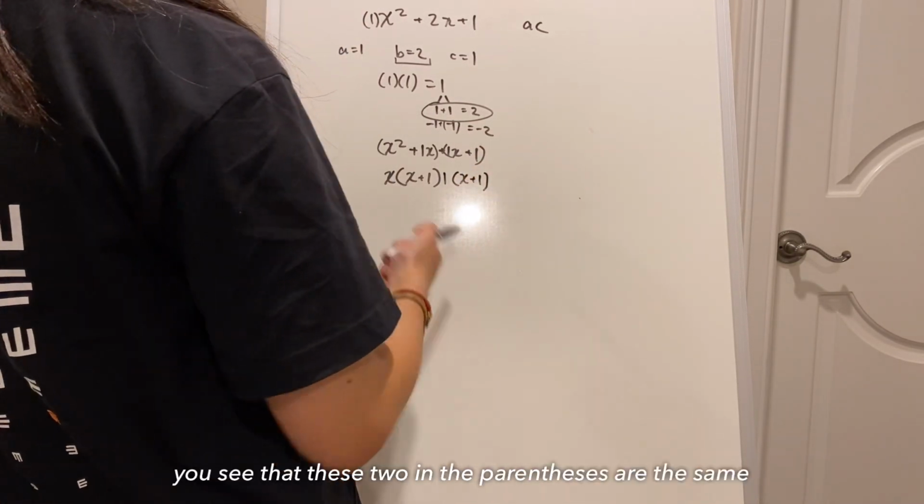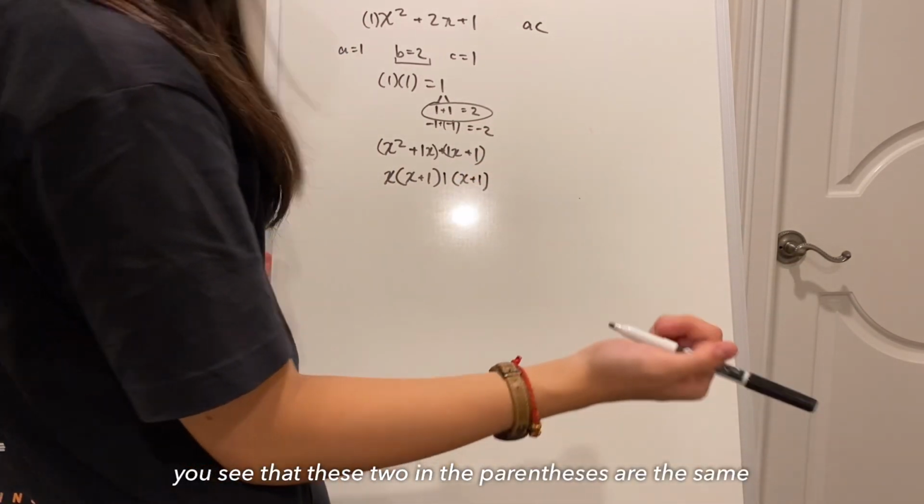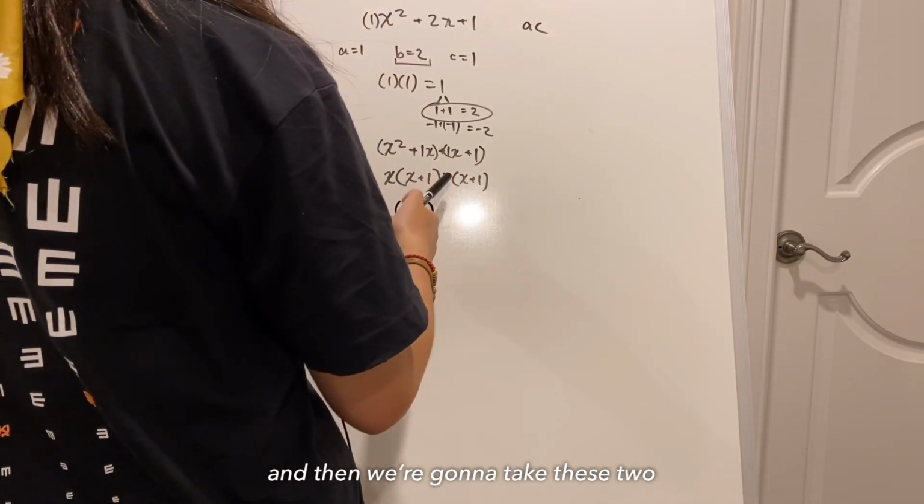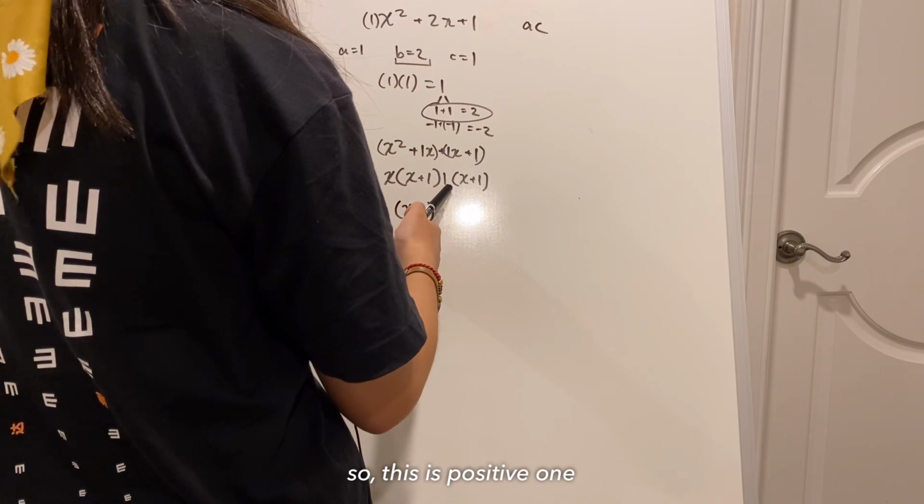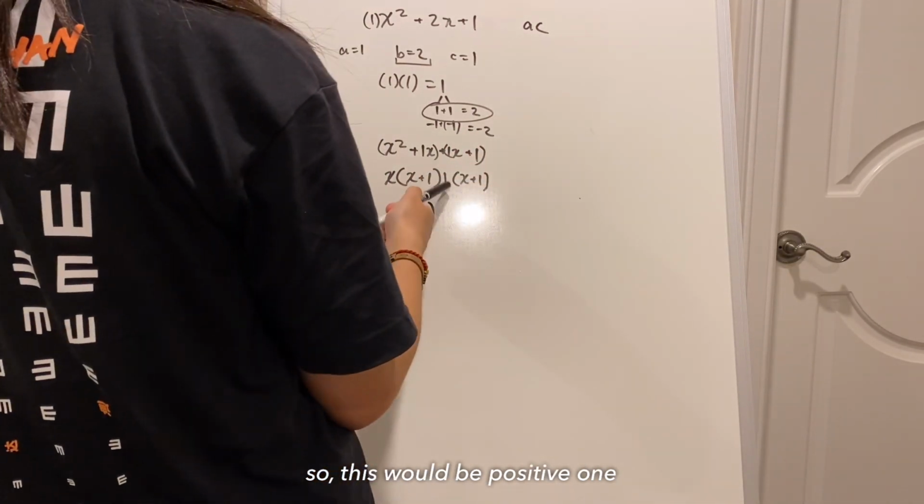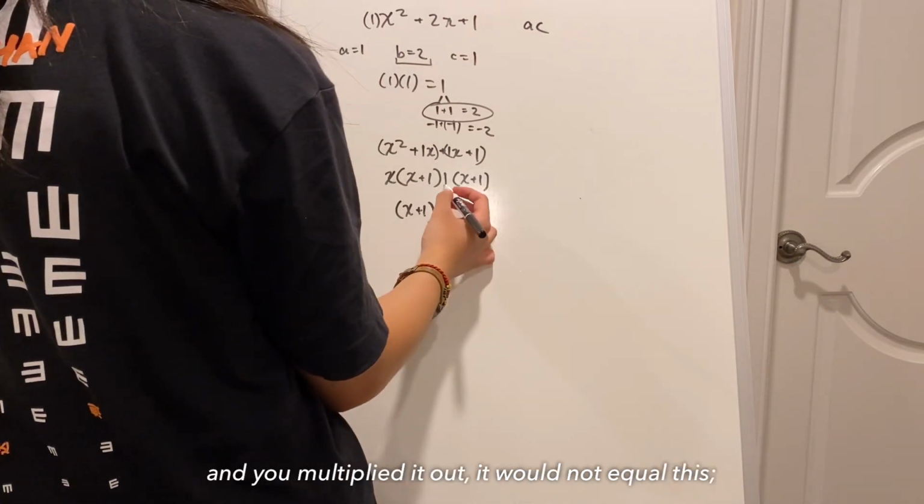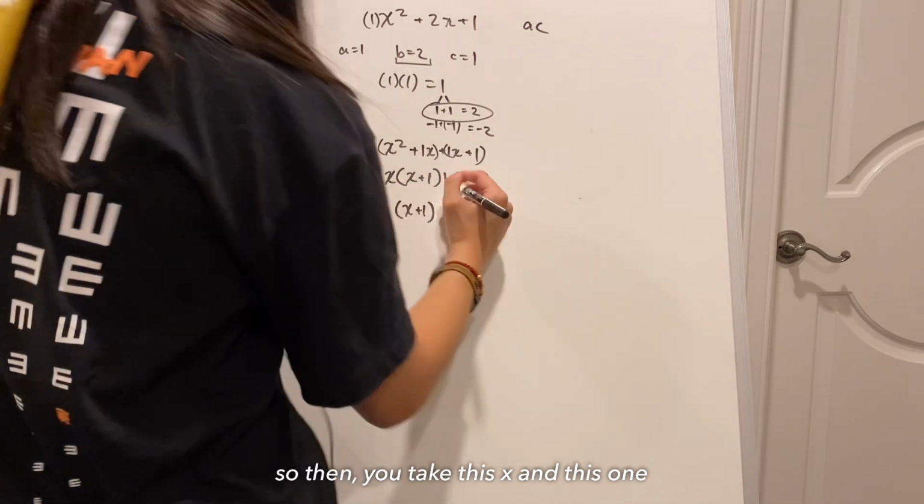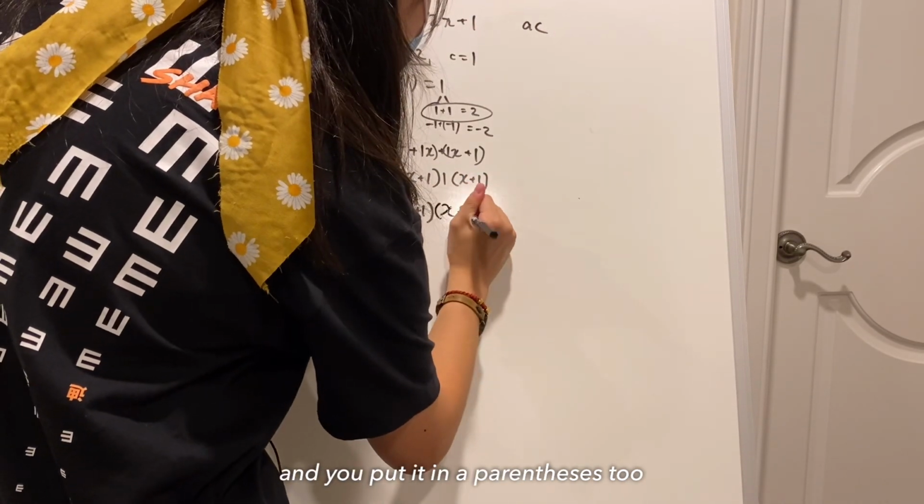So now you see that these two in the parentheses are the same. So we're going to combine them into this one. And then we're going to take these two. So this is positive 1. So technically there should be a plus there because there's no negative sign. So this would be positive 1. If you did say this was negative 1 and you multiplied out, it would not equal this. It has to be positive 1. So then you take this x and this 1, and you put it into parentheses 2.